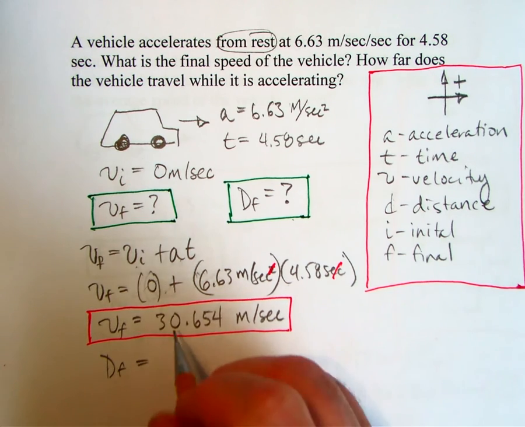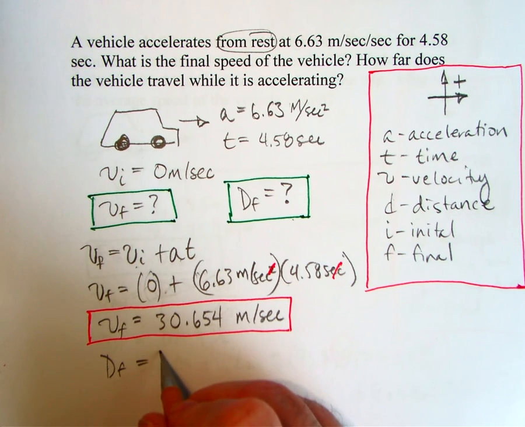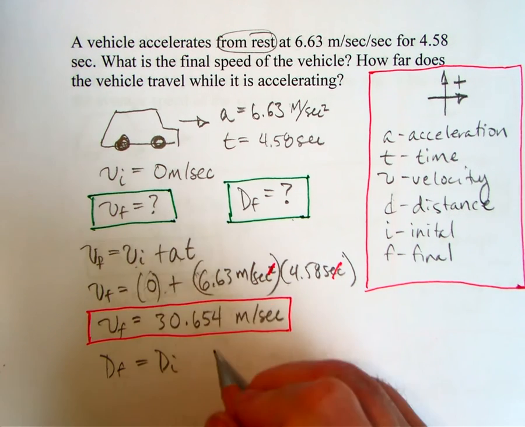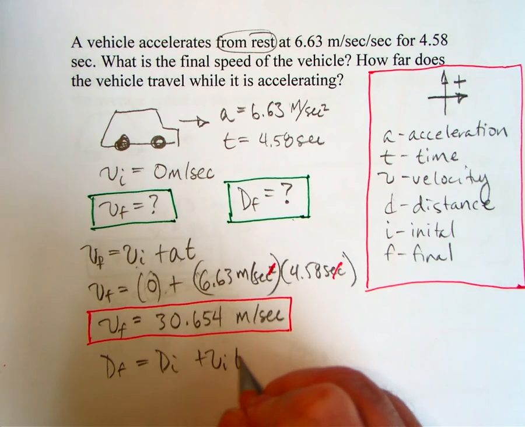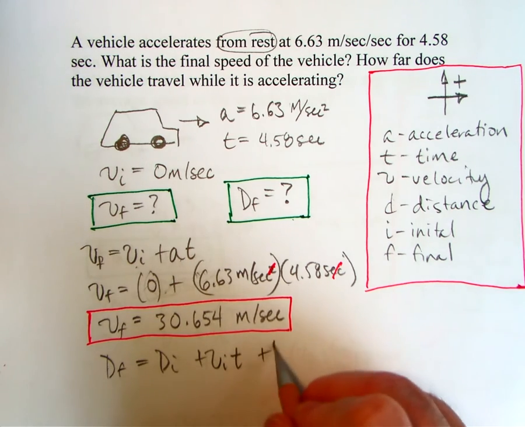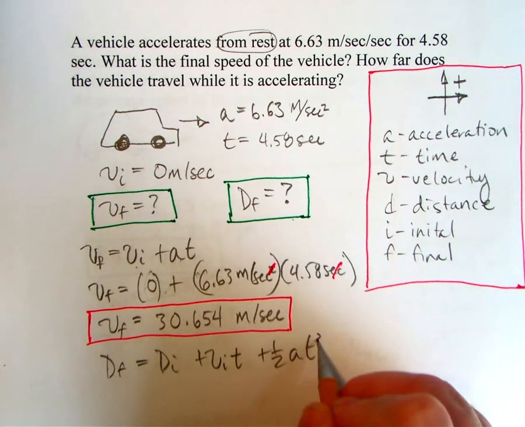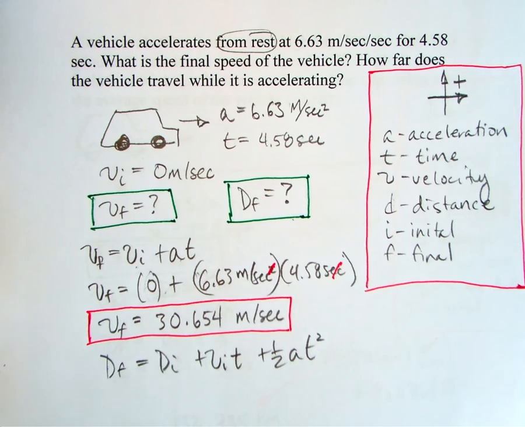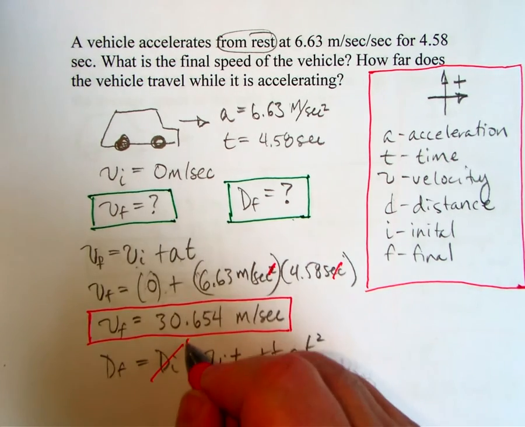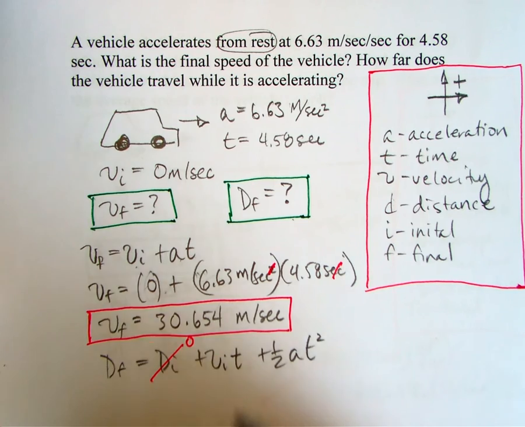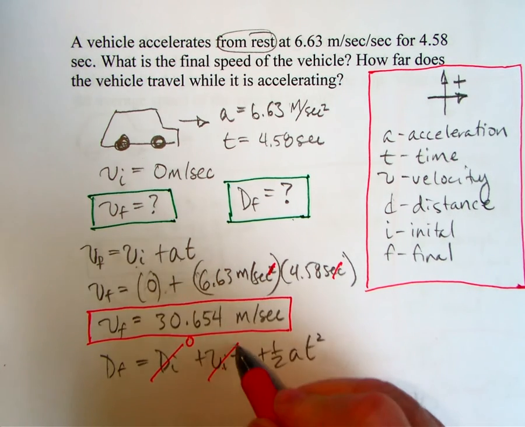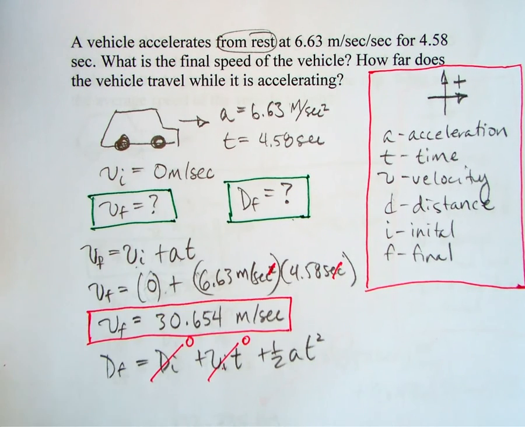The final distance is equal to the initial distance plus the initial velocity times the time plus 1/2 the acceleration times the time squared. I don't think yours actually has this initial distance in there. Okay, that's 0. We're going to start at the origin. Okay, this initial velocity is 0 we saw in the last problem, so now it's pretty straightforward. The final distance or displacement is 1/2 the acceleration times the time squared.